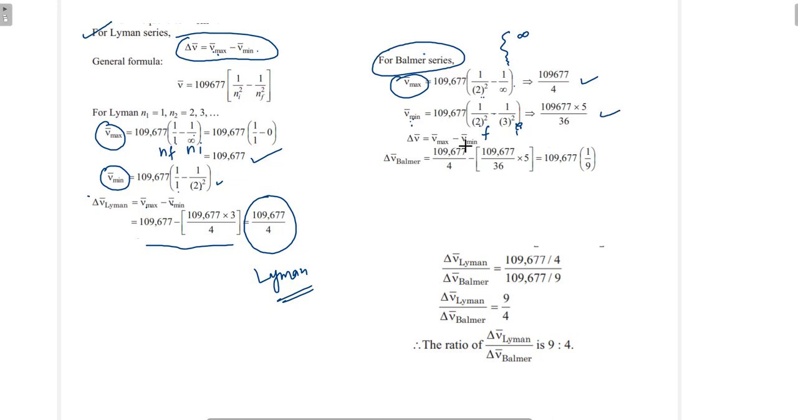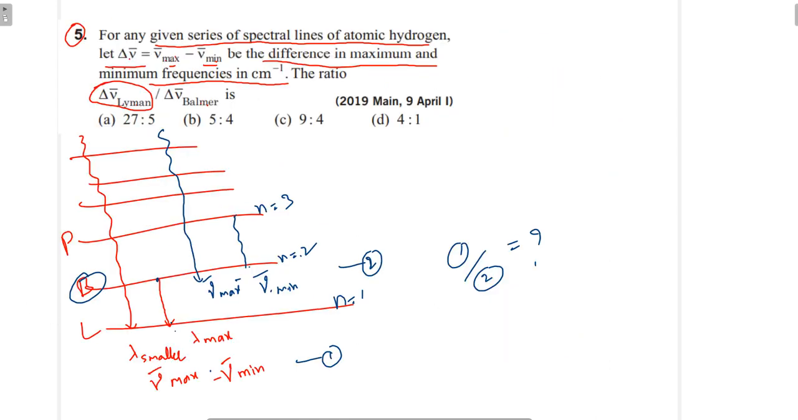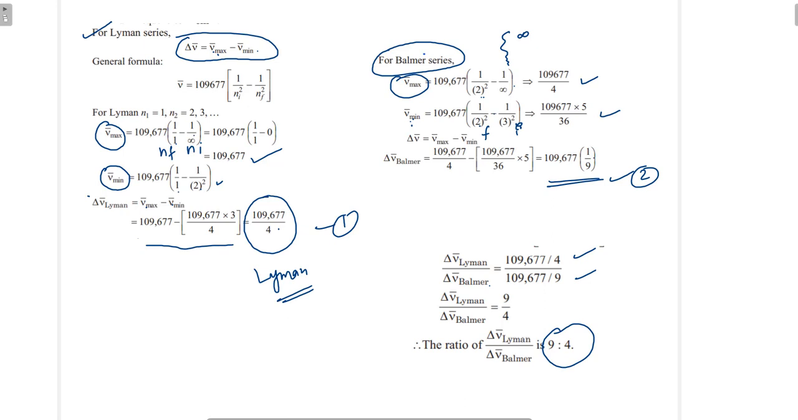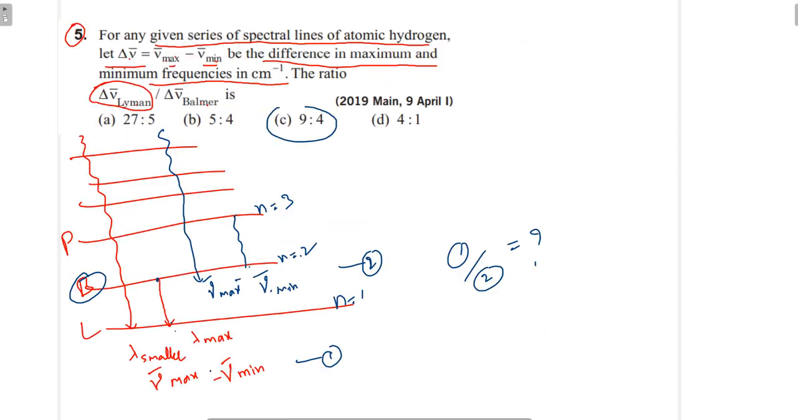ये दोनों value का difference. This is the answer. Now this difference and this difference, equation number 1 and equation number 2, ये दोनों का ratio चाहिए, Lyman upon Balmer. If you do, then you are getting 9:4. Here it is a time taking process. It's not at all difficult, but it will be time consuming. So answer 9:4, so your answer will be C. C is your answer.